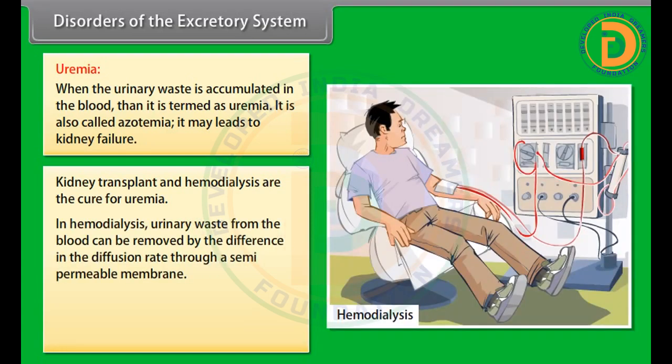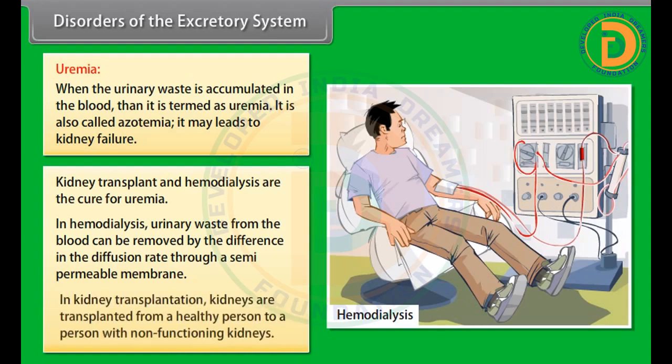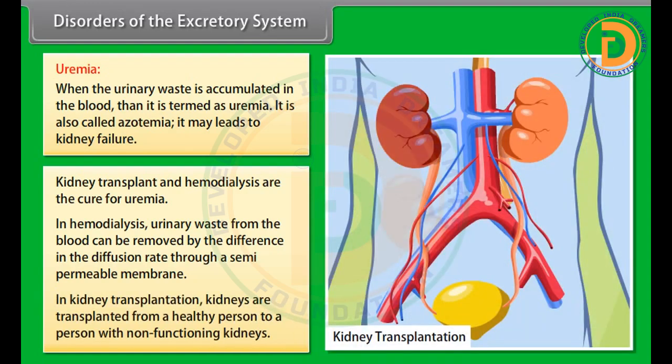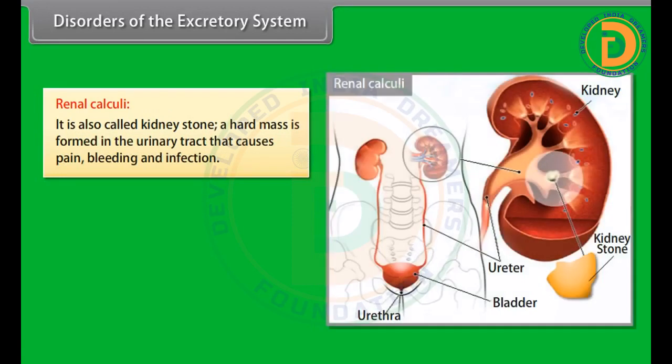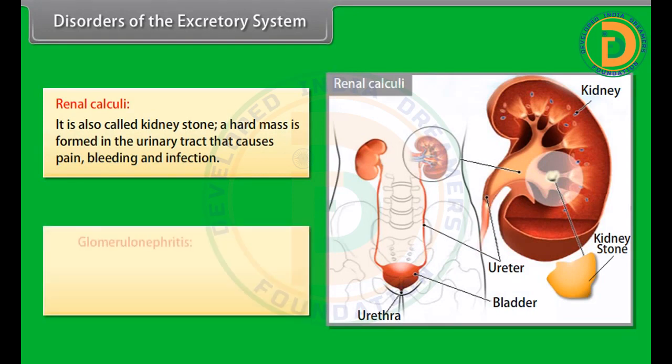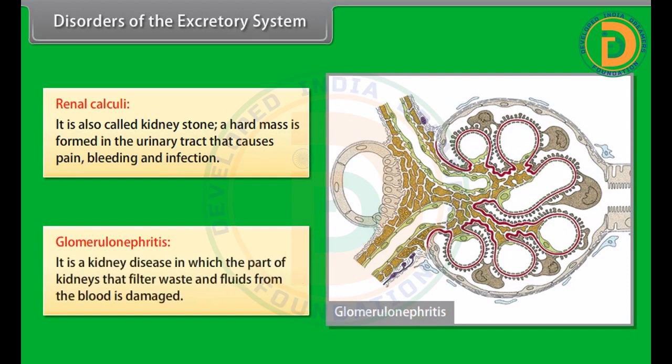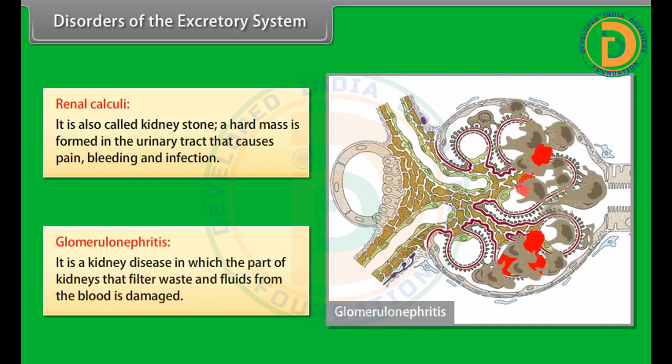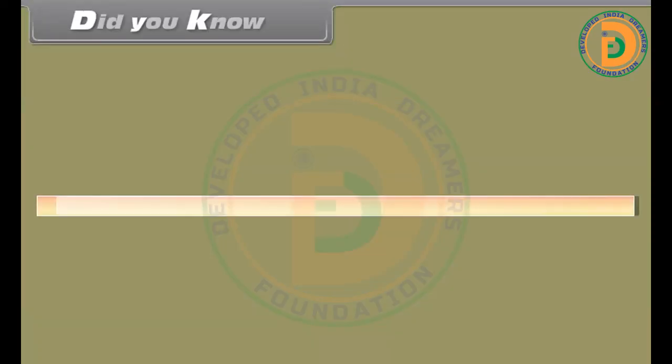In hemodialysis, urinary waste from the blood is removed by the difference in the diffusion rate through a semi-permeable membrane. In kidney transplantation, kidneys are transplanted from a healthy person to a person with non-functioning kidneys. Renal calculi. It is also called kidney stone. A hard mass is formed in the urinary tract that causes pain, bleeding and infection. Glomerulonephritis. It is a kidney disease in which the part of the kidneys that filters waste and fluids from the blood is damaged.